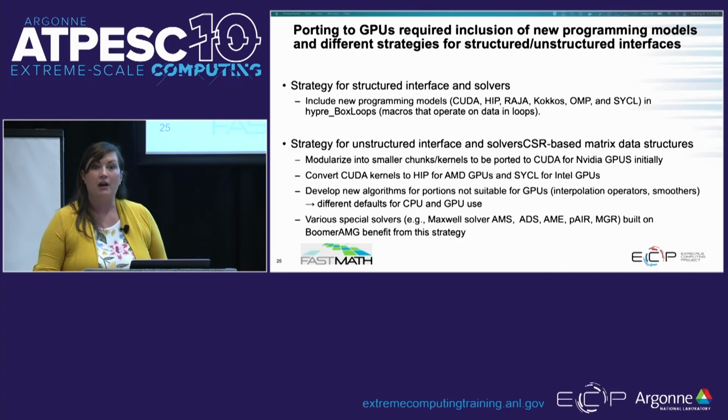And then really where a lot of the research was done was in having to develop new algorithms and implementations for the portions that were not suitable for GPUs. In particular, this was coming up with different interpolation operators and smoothers. Something to keep in mind when we're thinking about the experiments is that there are now different defaults for running HYPRE's multigrid solvers on CPU and GPU.